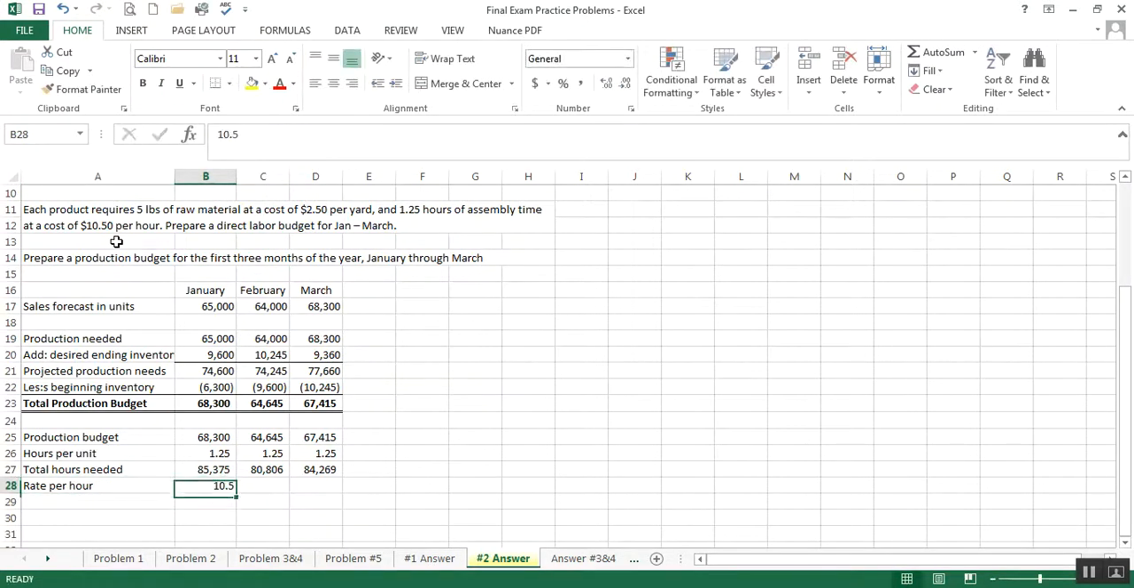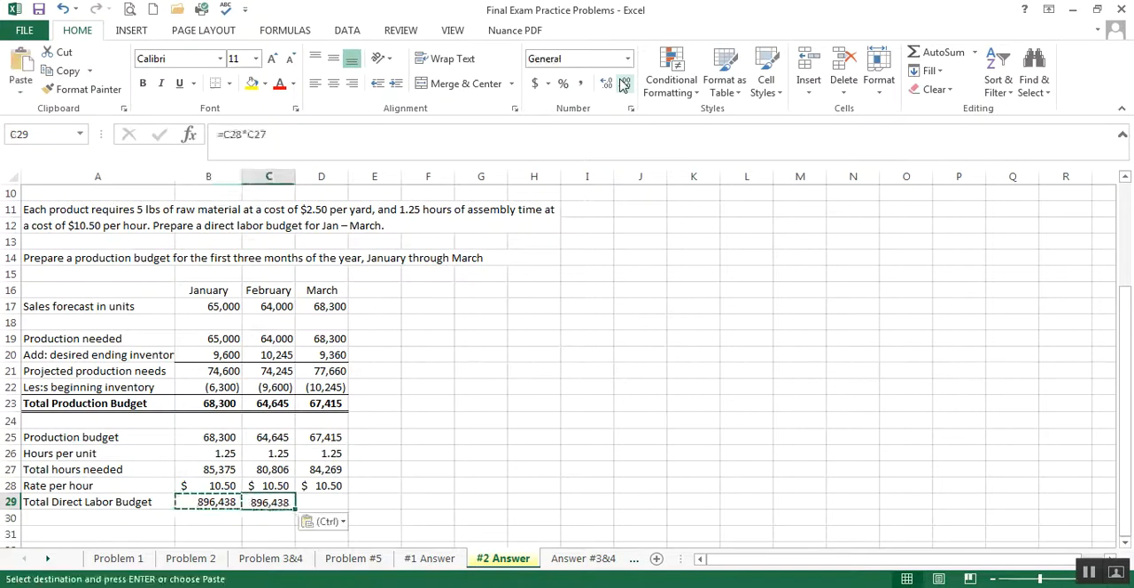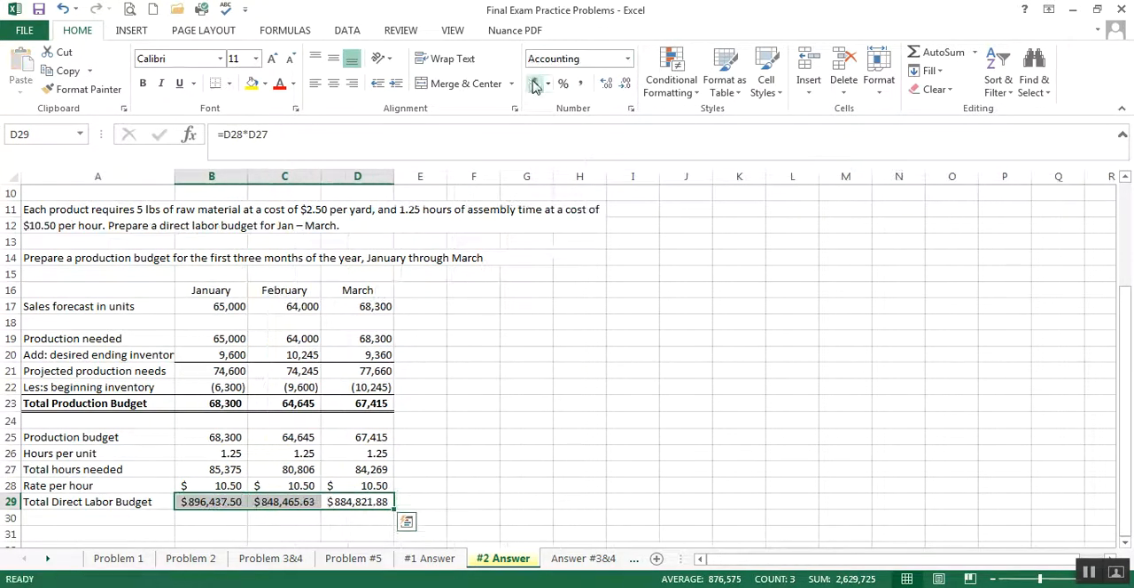$10.50 per hour, giving us our total direct labor budget of $10.50 times my hours needed. So it's going to be almost $900,000.